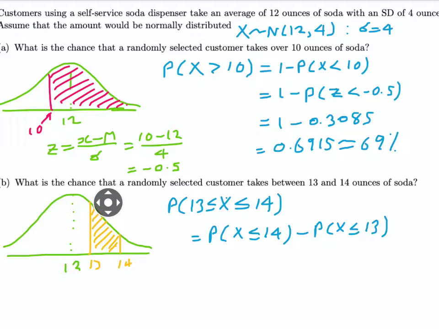Now we need to convert to the z value. Okay, so probability is z. So what is this number? Okay, let me show you over here.